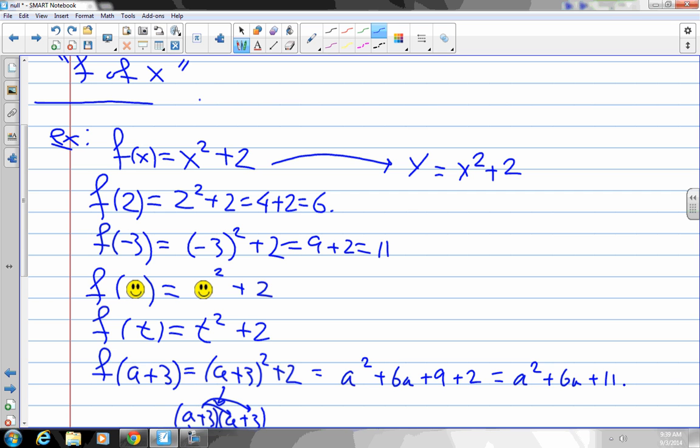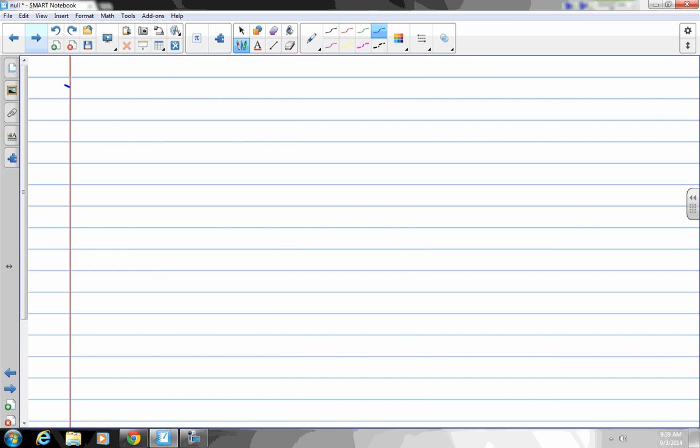Now, in reality, the only difference between this notation and that notation is not much, really. The f of x takes the place of y. So when you look at the graphs of functions, the horizontal axis is your independent variable, that's your x-axis. The vertical axis, that's your dependent variable, the y-axis, or the values of the function. Okay?